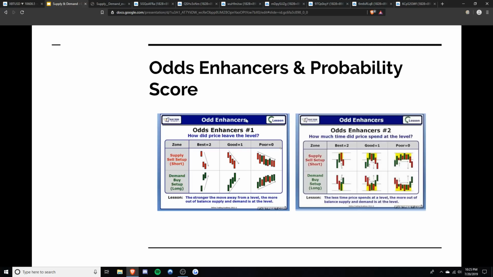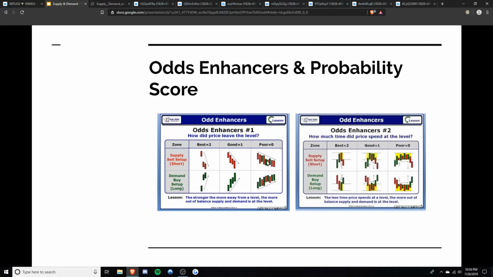So how did price leave the level? The stronger the move away from a level, the more out of balance supply and demand is. You can see this is the best reaction away from the level. We had a strong impulse move. Here you have a gap. You don't really get gaps in crypto like that, but you can see we had a strong move, which you would give a 2 on the probability score. This is a good example, a weaker but still strong move away, and you give that a 1.